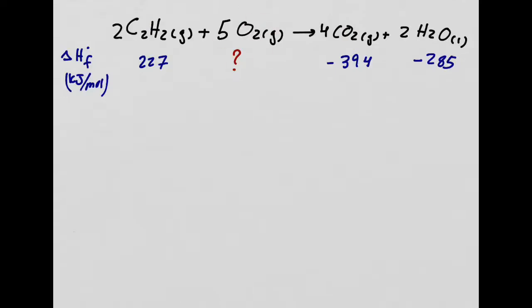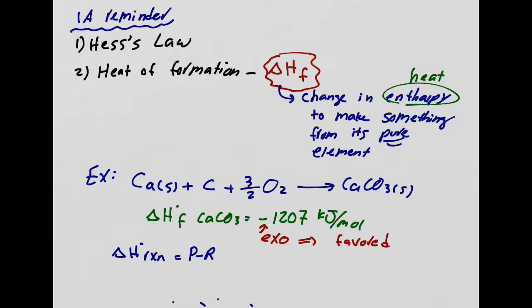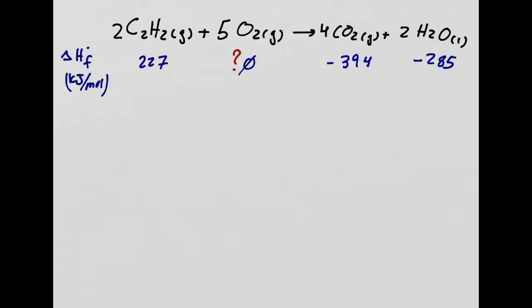Now for oxygen, I'm not going to look up the delta H of formation. I want you to tell me what the delta H of formation for oxygen is. Hopefully you're yelling right now that the delta H of formation for oxygen is 0. And that is correct. Why? Because do you need to make O2? No, that's how it exists in nature. So you don't need to make it, because delta H of formation is the change in enthalpy to make something from its pure elements, like calcium carbonate. Now this is a pure element. I don't need to make it. So the delta H of formation is 0.